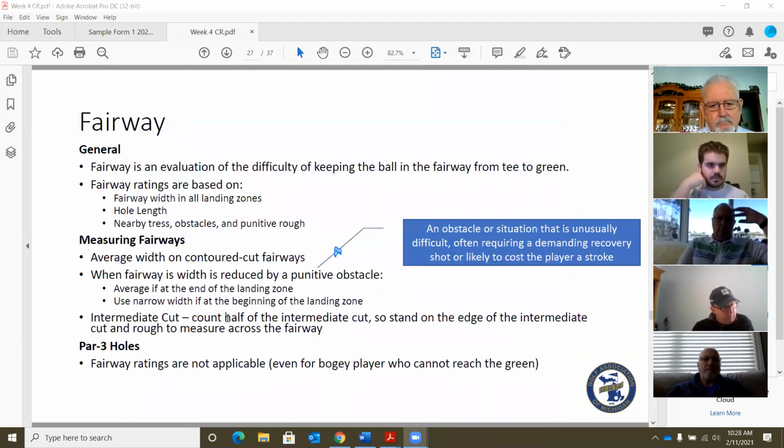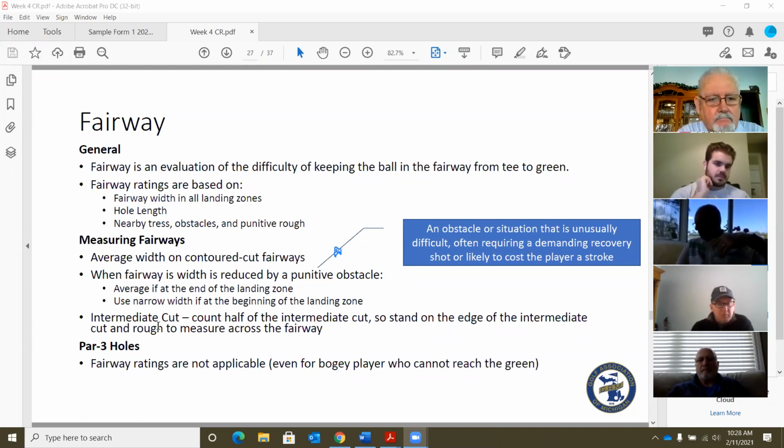Okay, and then this happens quite a bit. If we have an intermediate cut of rough, then basically we're going to count half of it. So the easiest way to do that is just to stand on either the edge of the fairway and shoot to the deep rough, or stand on the deep rough and shoot to the edge of the fairway, and that will include that intermediate cut, half of it. If that doesn't make any sense, it'll make a lot of sense, and it's really simple to understand once you're out there on the course.